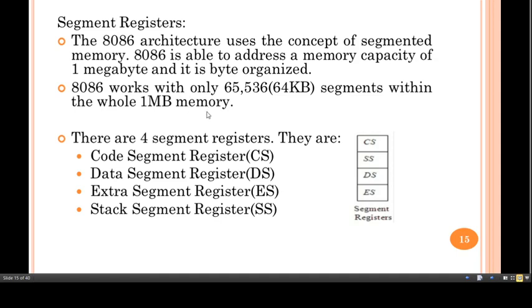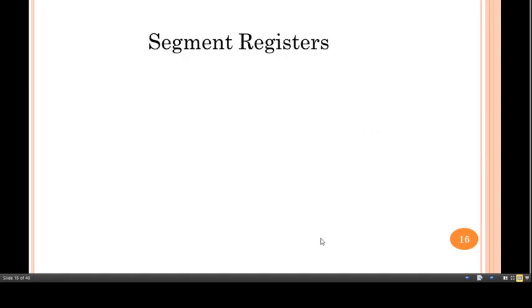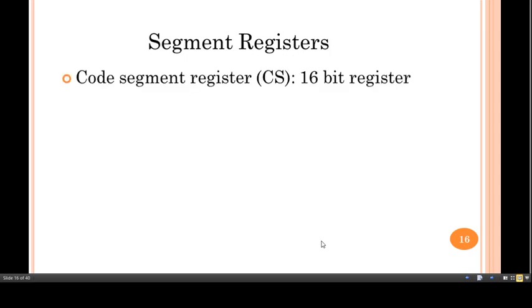There are a total of 4 segments: code segment, data segment, extra segment and stack segment. And with respect to each segment, 4 segment registers are present, that are code segment register CS, data segment register DS, extra segment register ES and stack segment register SS. These segment registers are shown in this diagram. Now we will study in detail about each segment register.